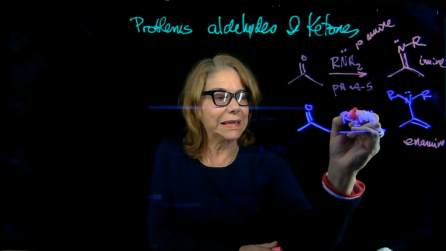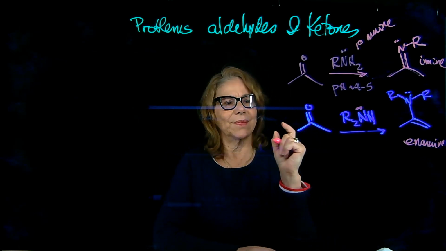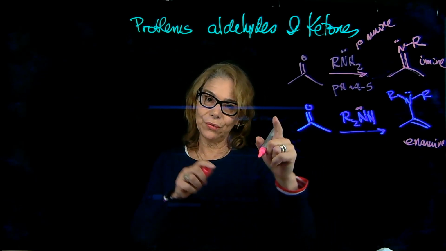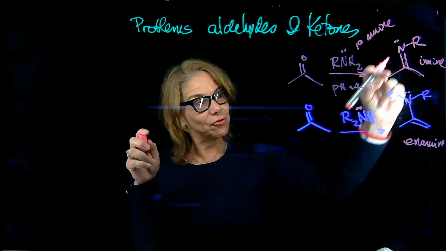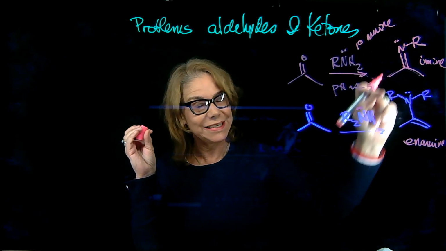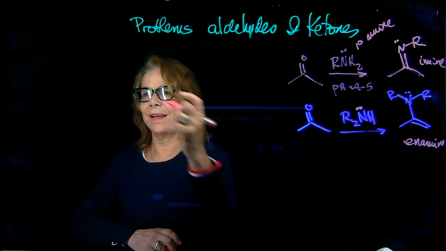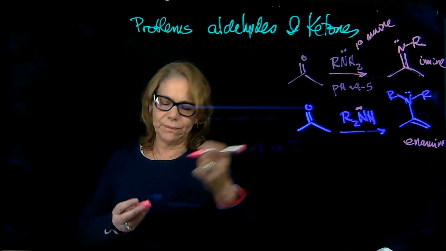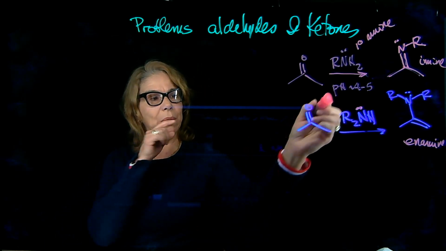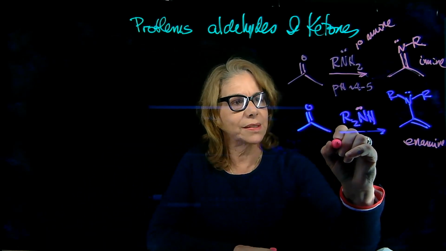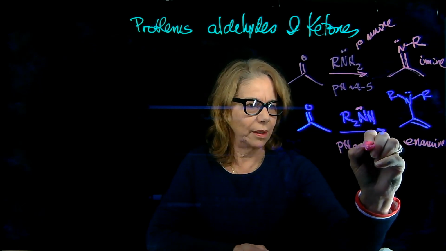Now, if the amine is secondary, you will form an enamine. I'm going to do the mechanism first for that, and then we're going to do the hydrolysis of imines and enamines back. But let's first form them. There are a couple of ways in which you can do that, but in all cases, the pH to form these products is between 4 and 5.